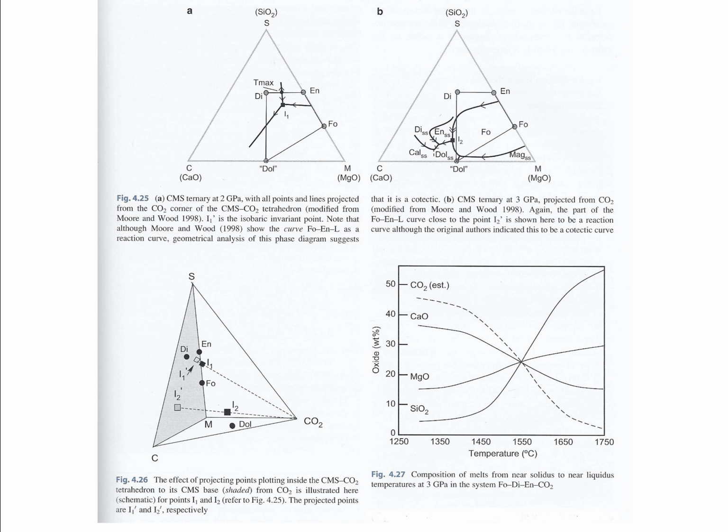So we have here now on the right lower side a new diagram constructed near solidus to near liquidus temperature at 3 gigapascal in the system forsterite, diopside, enstatite, CO2. And here we have the oxide weight percent. We have here a more silica-rich composition, then magnesium rich, more calcium rich, CO2 rich. And we have here on the x-axis the temperature.